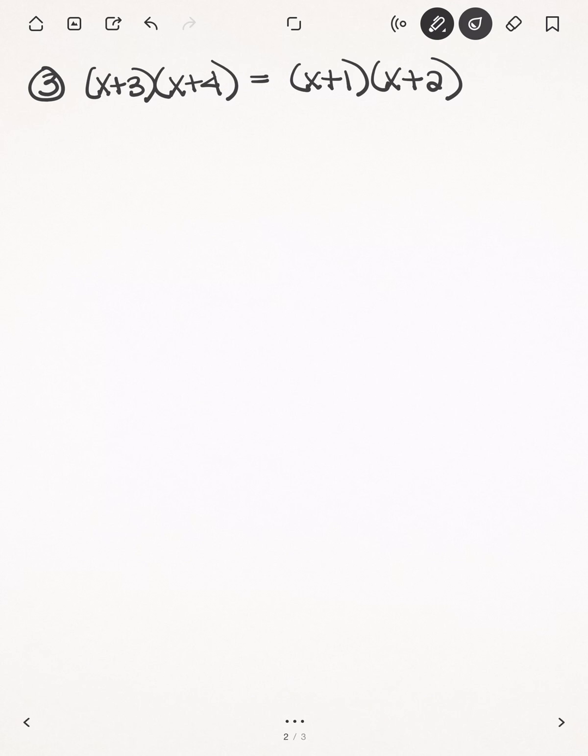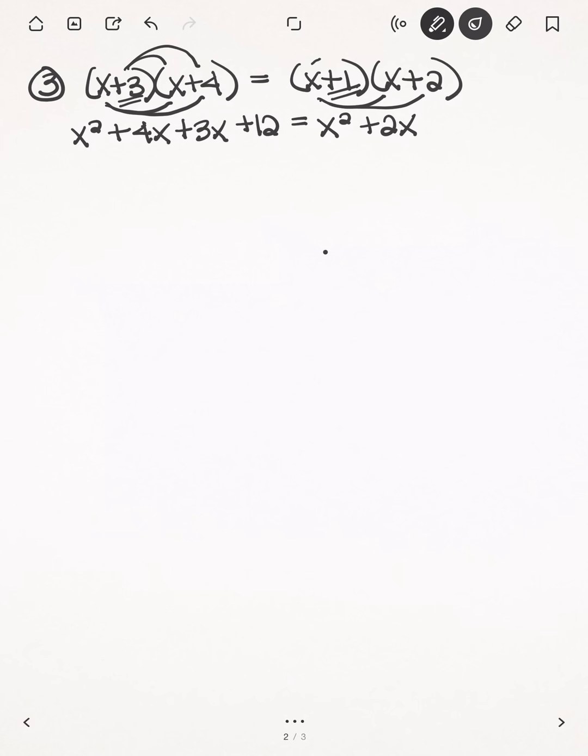I'm done with that side, getting rid of the parentheses using distributive property, and I'm going to do the same thing to the other side. So on this side, I have x times x, which is x squared, x times positive 2, which is positive 2x. Positive 1 I'm going to take and I'm going to distribute that. I get a positive 1x. And positive 1 times positive 2 is positive 2.